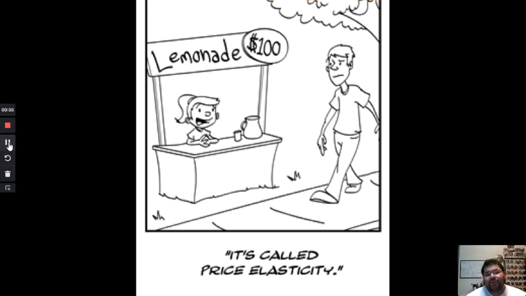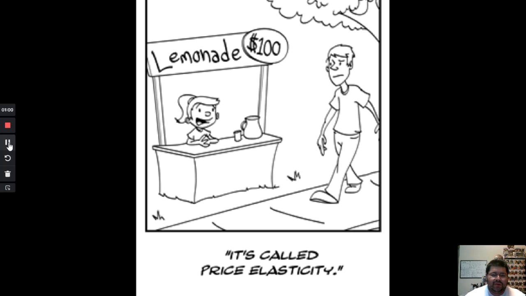All right, so here's your warm up picture. Now this is not a typo or anything, but if you look at how much the little girl selling the lemonade is charging, it says $100. So my question to you is this: look at the picture, analyze it, and tell me, how is this little girl taking advantage of the situation she's in?